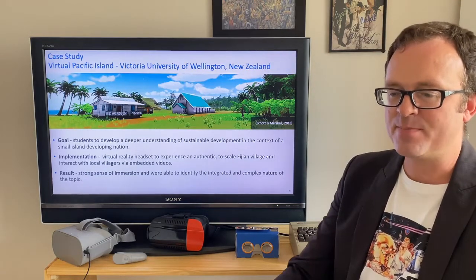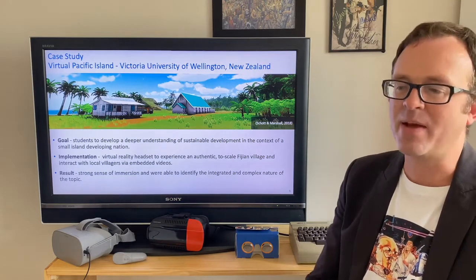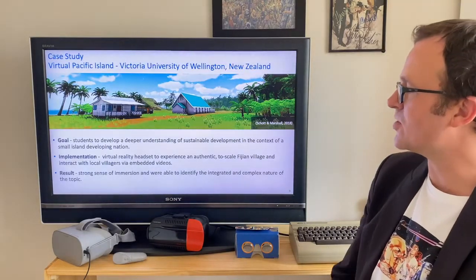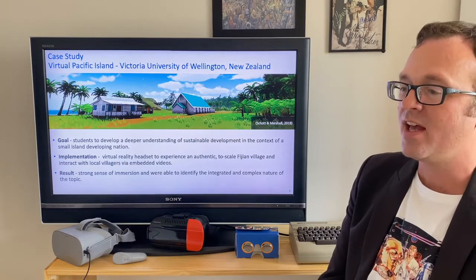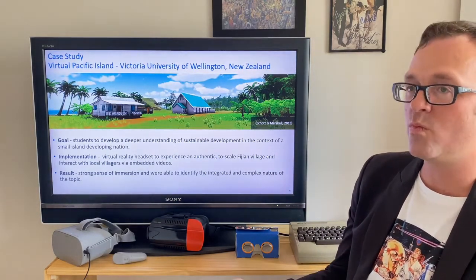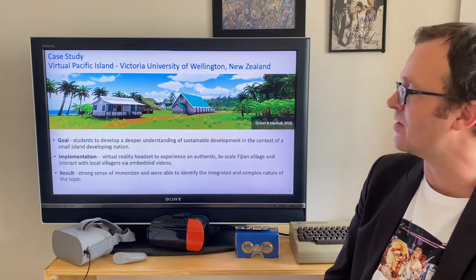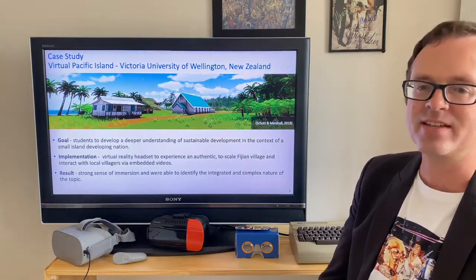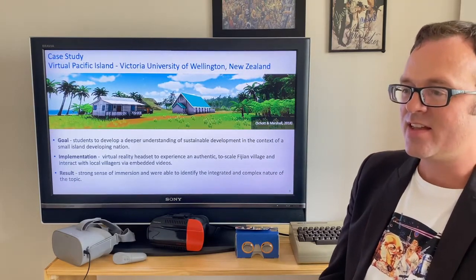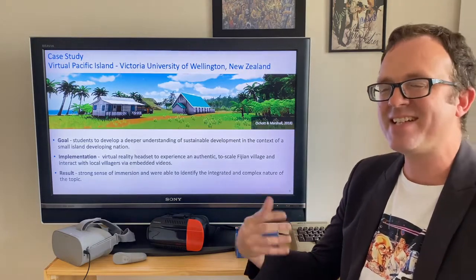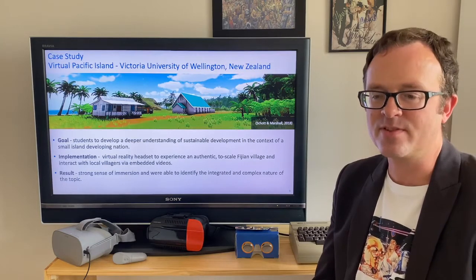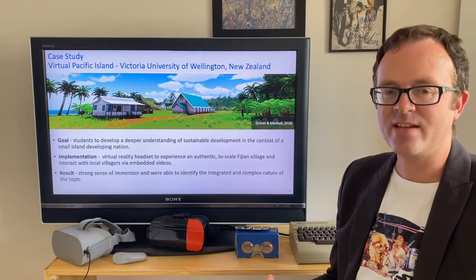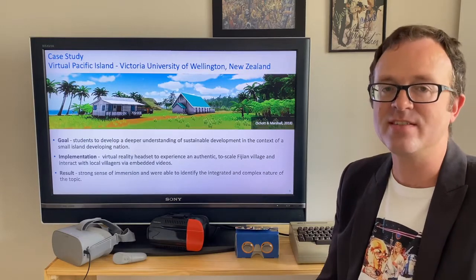And so rather than abstracting some of this complexity into words on a page or a couple of principles, they allowed the students to experience it within an immersive environment. They were hoping that the students would develop a deeper understanding of the complexities involved. When they interviewed the students, they found that the students really did report a strong sense of immersion using this experience, and they were really able to identify some of the integrated and complex nature of the topic involved. The ideal experience would be to take the students to this Fijian village and experience it for themselves, but that wasn't always possible. So this was a step back using the technologies, and they found that they achieved many of the same outcomes that they achieved in those site visits.